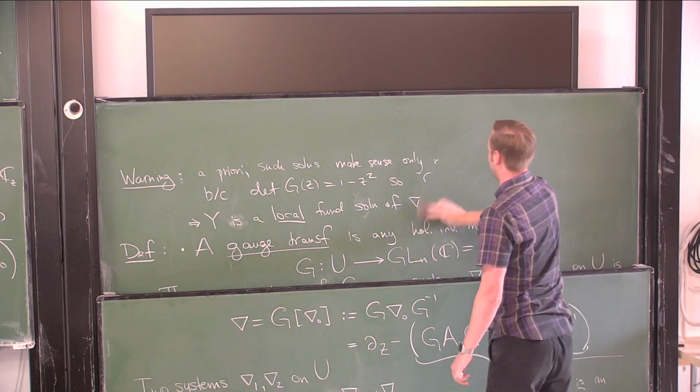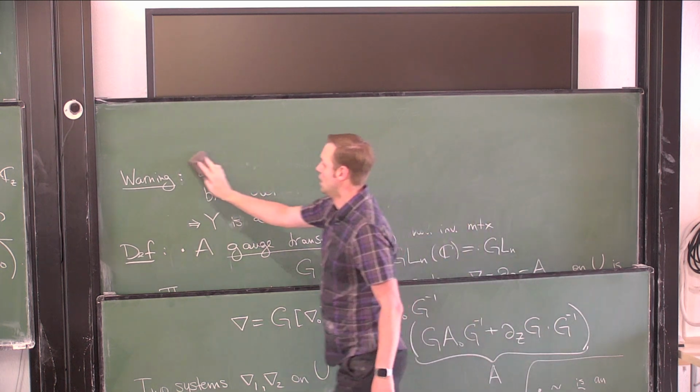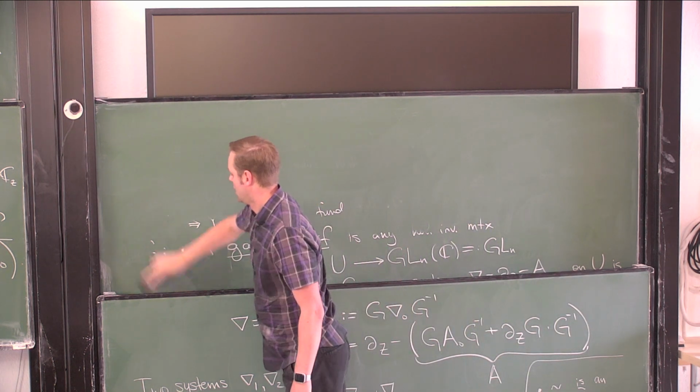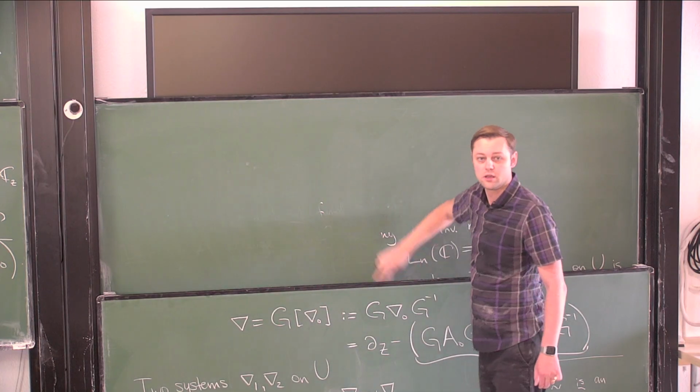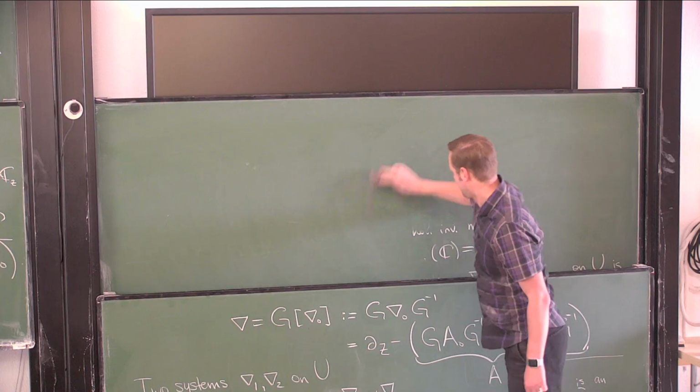So do you assume that your G comes from an underlying Lie group? Sure, GLN. Yeah. Okay.